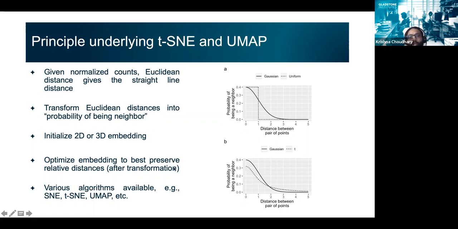And we will discuss the optimization algorithm in the slides to come. And that is what these different approaches are doing: SNE, t-SNE, and UMAP. So SNE was the first approach which was published. It's called stochastic neighbor embedding, where this approach of probability of being a neighbor was introduced. And t-SNE is an extension of SNE.